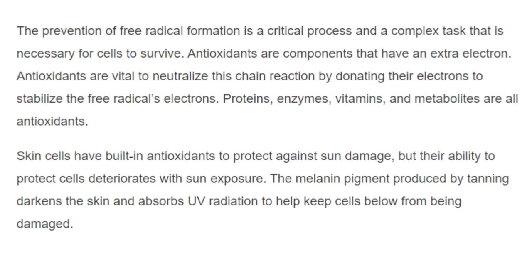The prevention of free radical formation is a critical process and a complex task that is necessary for cells to survive. Antioxidants are components that have an extra electron. Antioxidants are vital to neutralize this chain reaction by donating their electrons to stabilize the free radicals' electrons. Proteins, enzymes, vitamins, and metabolites are all antioxidants. Skin cells have built-in antioxidants to protect against sun damage, but their ability to protect cells deteriorates with sun exposure. The melanin pigment produced by tanning darkens the skin and absorbs UV radiation to help keep cells below from being damaged.